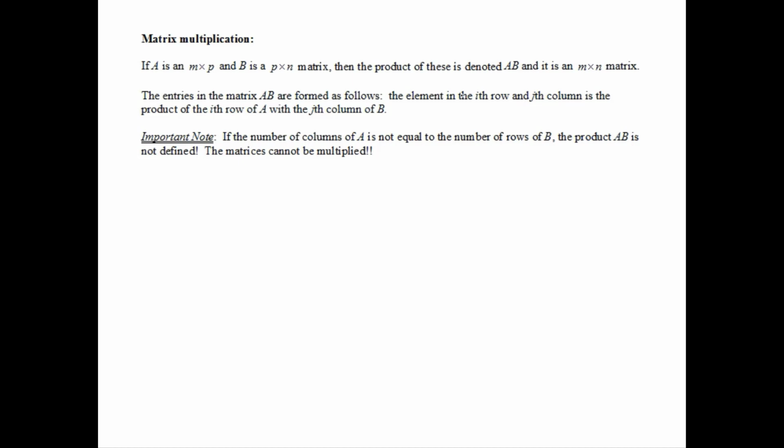To get the entries, we're going to take the element in the ith row, jth column, and that's going to put us in the ith. The way we're going to get that is to take the ith row of A and the jth column of B. That probably didn't mean anything to you, but wait till we do the example and hopefully you'll be able to see how this is done. If the number of columns in A is not the same as the number of rows in B, the product is not defined. We cannot multiply those matrices.